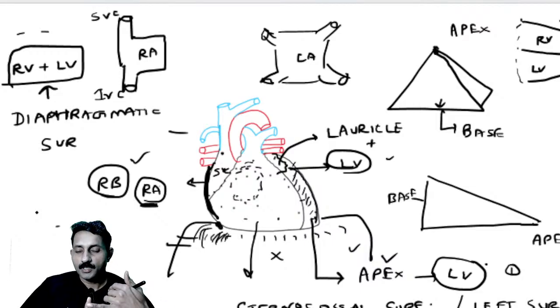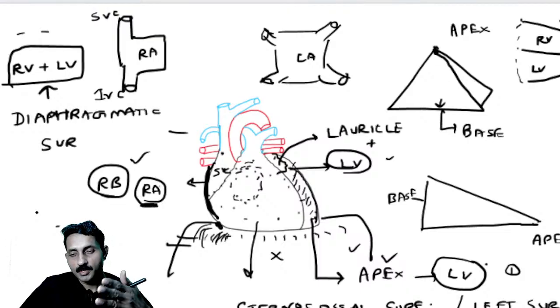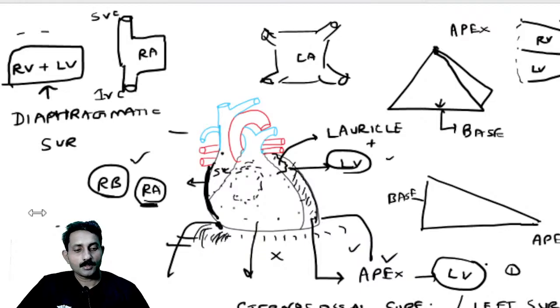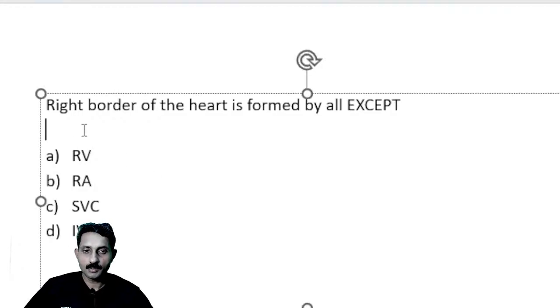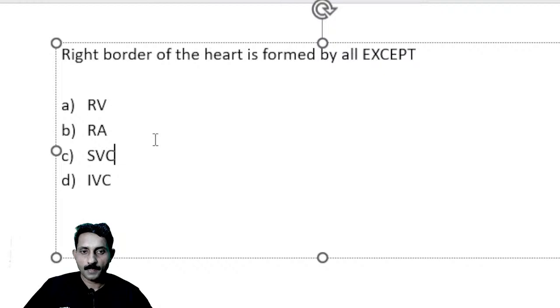So just a recap: apex is formed by left ventricle, base is formed by the left atrium, right border is formed by right atrium, left border is formed by left auricle and left ventricle, and then the sternocostal surface and diaphragmatic surface. So if we just repeat this question, right border of the heart, when you try to understand an MCQ.